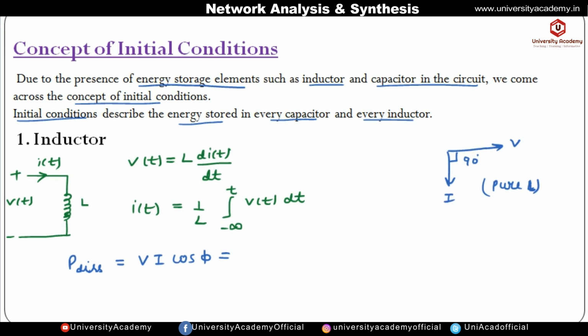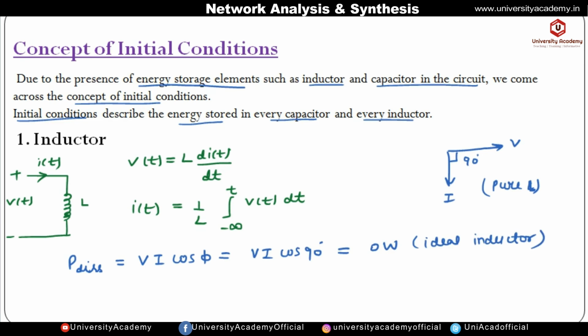So in the case of a pure or ideal inductor, the current will lag the voltage by 90 degrees, it means the angle between voltage and current is 90 degrees. So let us substitute here: this is cos of 90 degrees, and cos 90 is 0. So the power dissipation in the case of an ideal inductor is 0 watt.